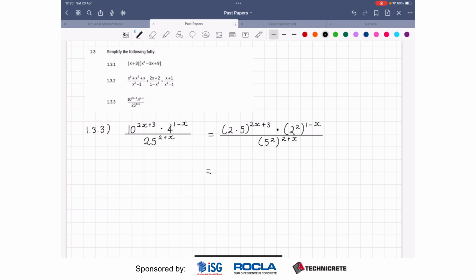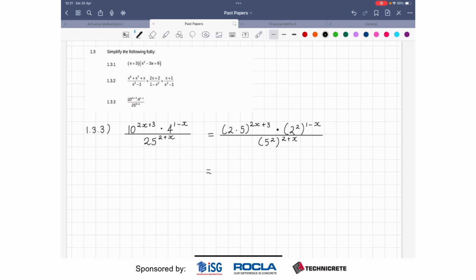Okay, and then I know that when I've got numbers being multiplied together in one bracket, and that product is raised to an exponent, then this exponent belongs to each of the numbers in the product. So I'm going to have 2 raised to this exponent multiplied by 5 raised to the same exponent. And then for these ones that have got the squares, I know that when I have a number that is raised to an exponent and then raised to another exponent, all that means is that I can multiply these exponents together. So I'm going to have 2 to the power of 2 times 1 minus x, and then 5 to the power of 2 times 2 plus x.